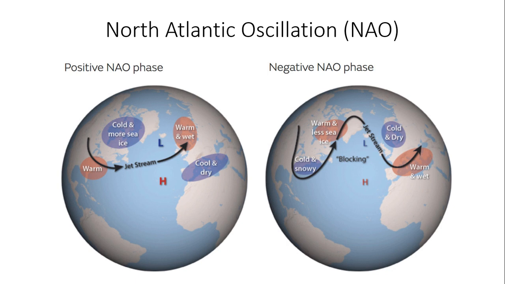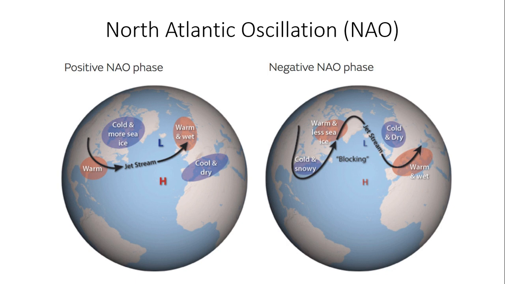The graphic on the right shows a negative NAO phase. So now you'll notice that the jet stream tends to buckle, or it tends to have a much more amplified pattern to it. The winds in the jet stream slow. The pressure difference between the Icelandic low and the Azores high weakens, or the gradient's not as tight.